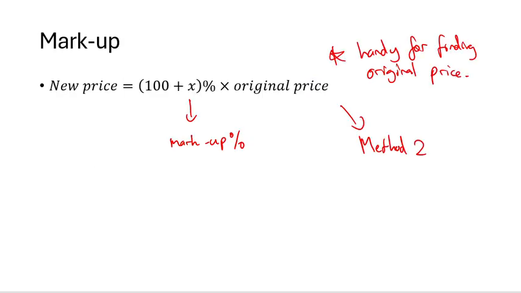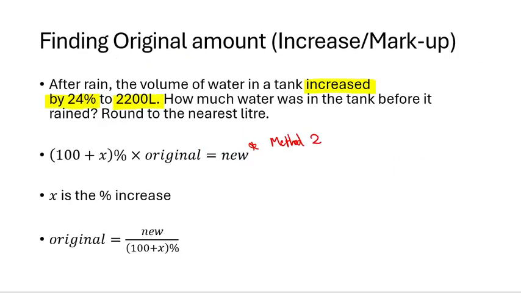So if we have a look at the markup, it's pretty much the exact same. Markup slash increase, whatever. Pretty much the same thing. So I'm going to start with that. It says here X is the percentage increase. And this is what you're going to do. This is literally the formula right here. Original price equals, or original value equals, new value over 100 plus X percent.